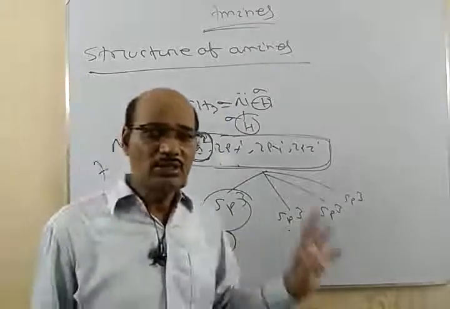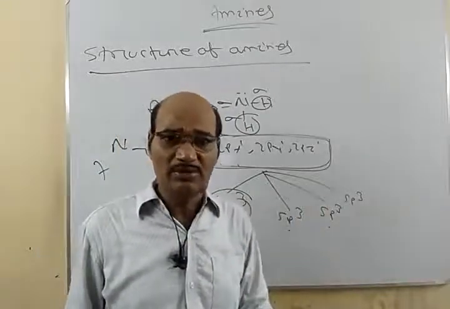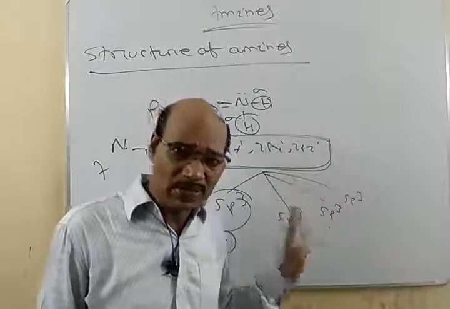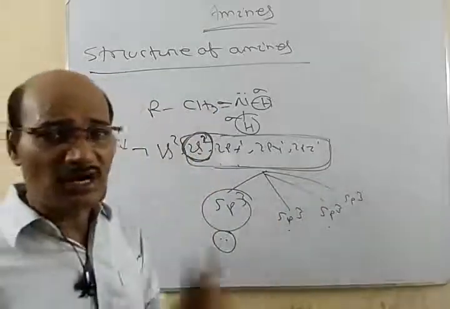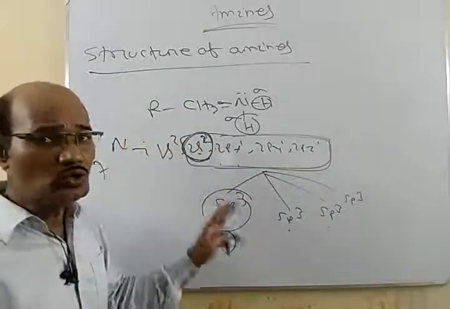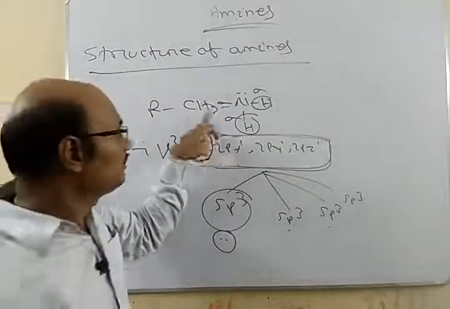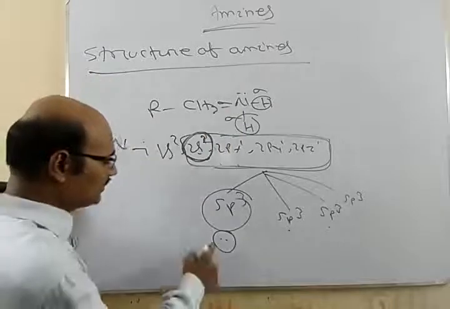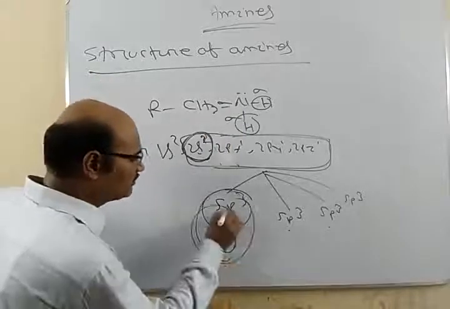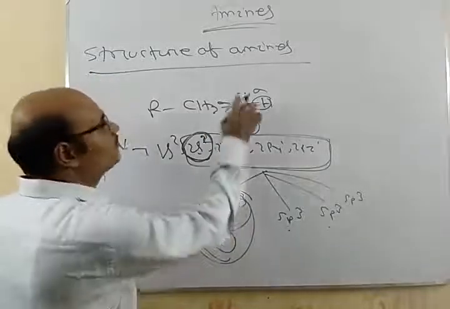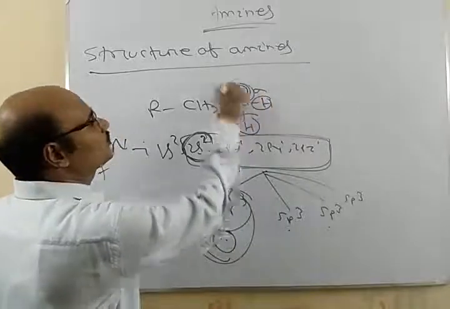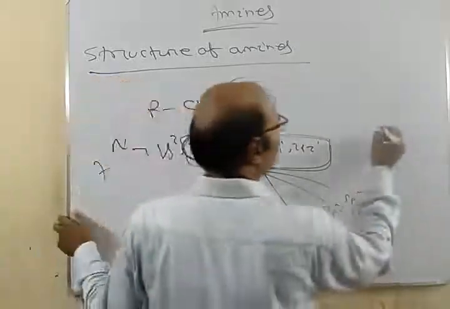So out of the 4 sp3 hybrids obtained from nitrogen, 3 are forming sigma bonds, 2 with the hydrogen and the third with this carbon. The remaining sp3 hybrid is kept as what? The lone pair of electrons. So what you can write?